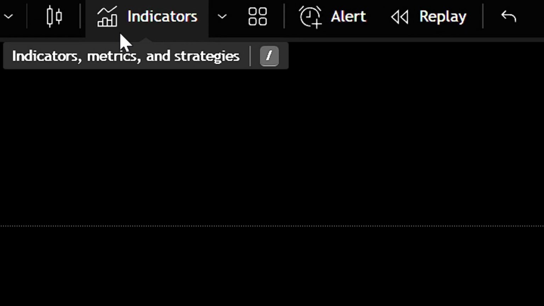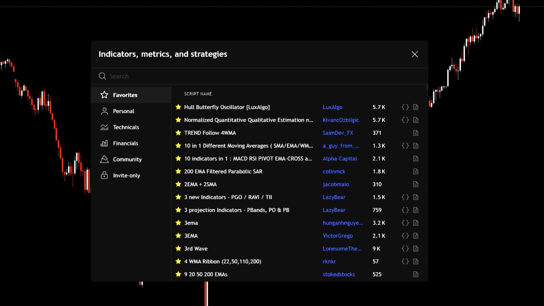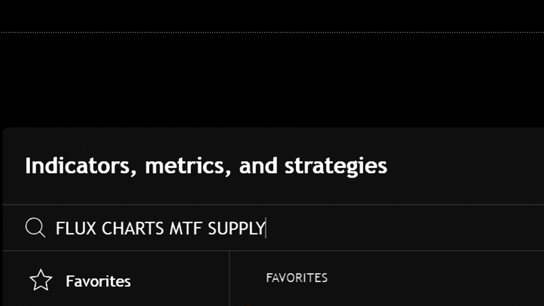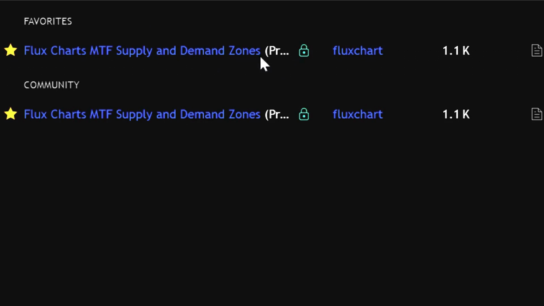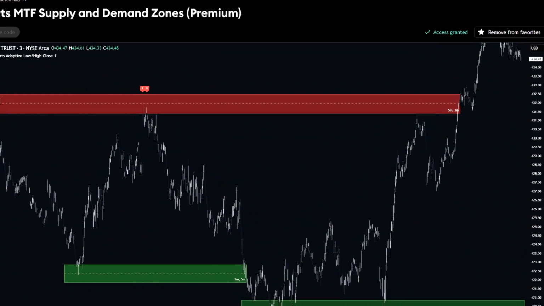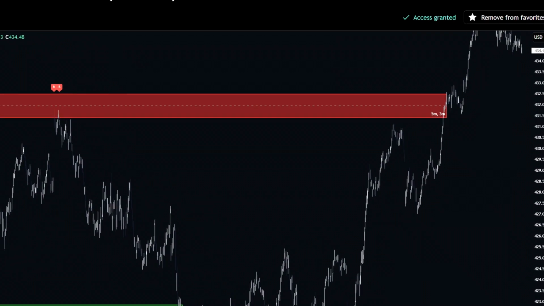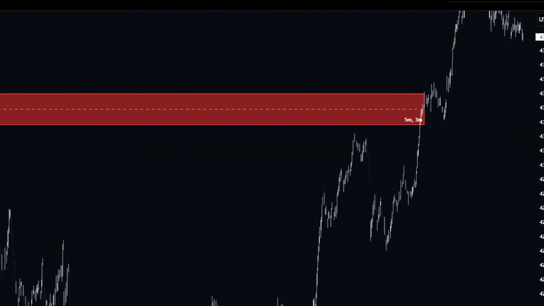Now, the FluxCharts MTF supply and demand zones indicator is awesome at finding those super accurate zones. But here's the cool part. The key to really making it shine: trading with the trend direction. We want to focus on supply and demand breakouts. So let's tweak those settings a bit.